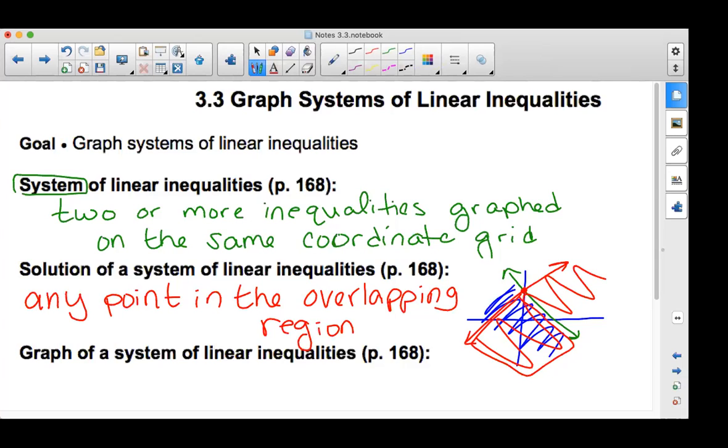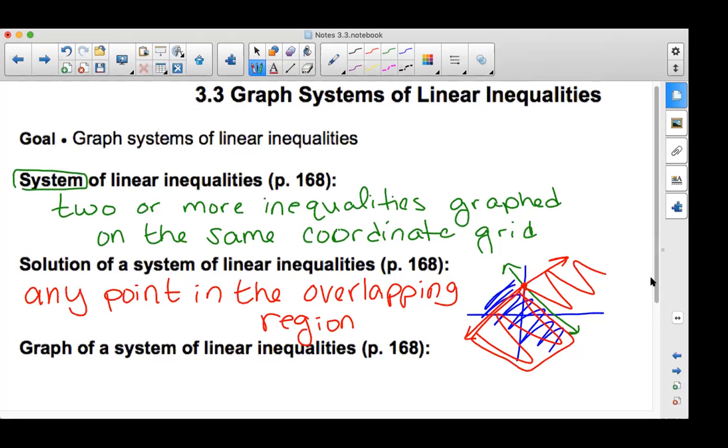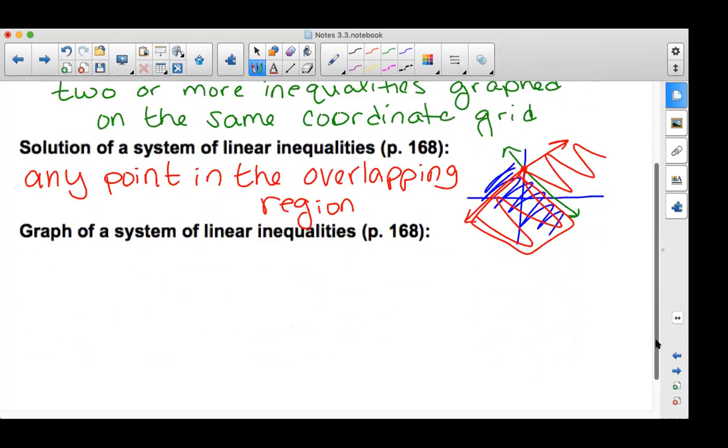An inequality we graphed back in chapter 1 on a number line. An inequality has many solutions, not just one, because we're using that greater than or less than symbol. The graph of a system of linear inequalities would just represent all of the solutions to the system. So the graph of a system is really a graph of the solutions of the system.